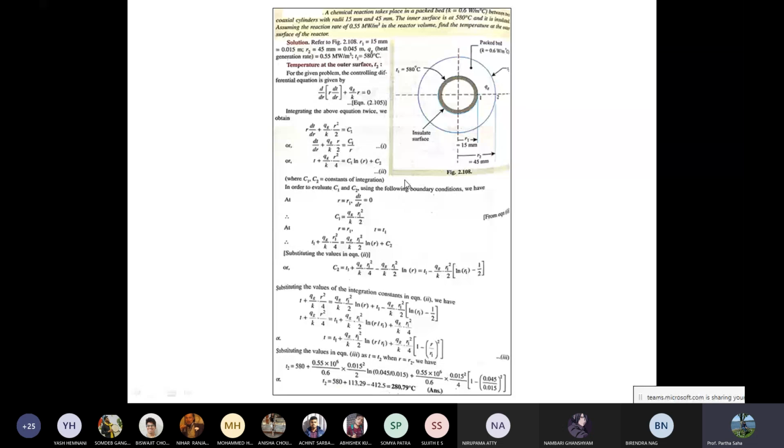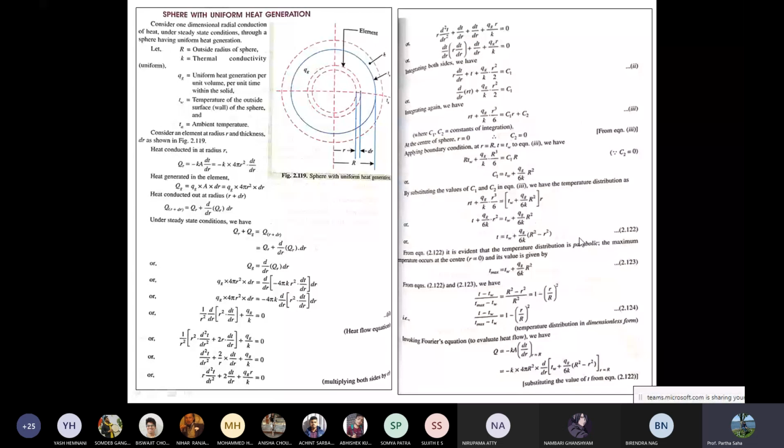Let's look into the spheres with uniform heat generation. A similar concept we have to use, but I will explain it so that it becomes easy. Consider one-dimensional radial conduction of heat under steady-state condition through a sphere having a uniform heat generation. So we are considering the outside radius of the sphere, capital R. K is the thermal conductivity of the sphere. Qg is the uniform heat generation per unit volume. Tw is the temperature of the outside surface or wall of the sphere. Ta is the ambient temperature here.